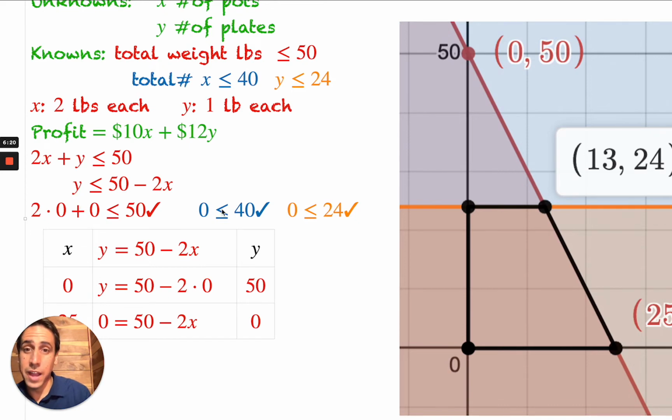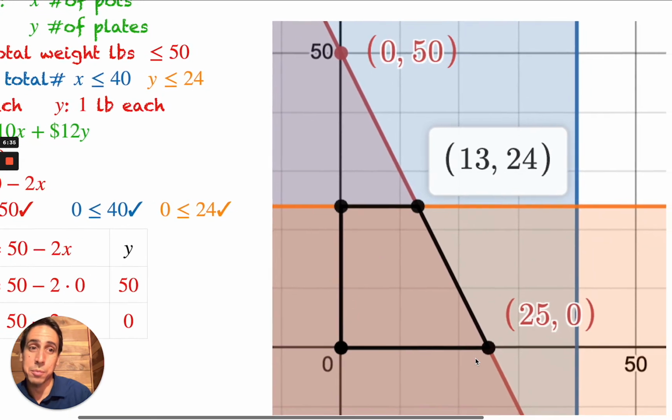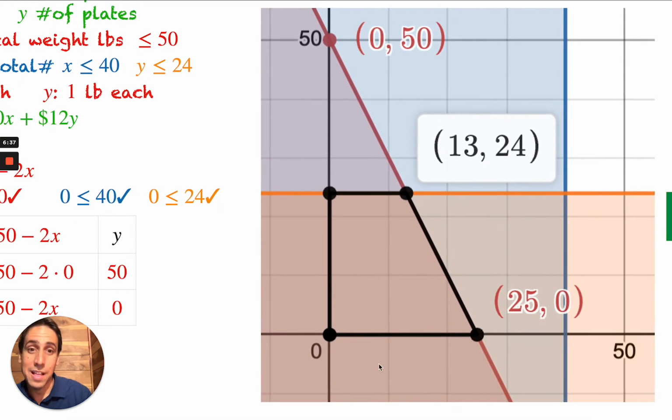But (0, 0) actually is a point that satisfies all three of these inequalities. It satisfies this one. You put in 0 for x, ding. Put in 0 for y, ding. Put in 0 for x and y here, and you get ding. So (0, 0) is actually a really popular place. It gets shaded all three times. This is the region right here that gets shaded all three times from these three different inequalities.